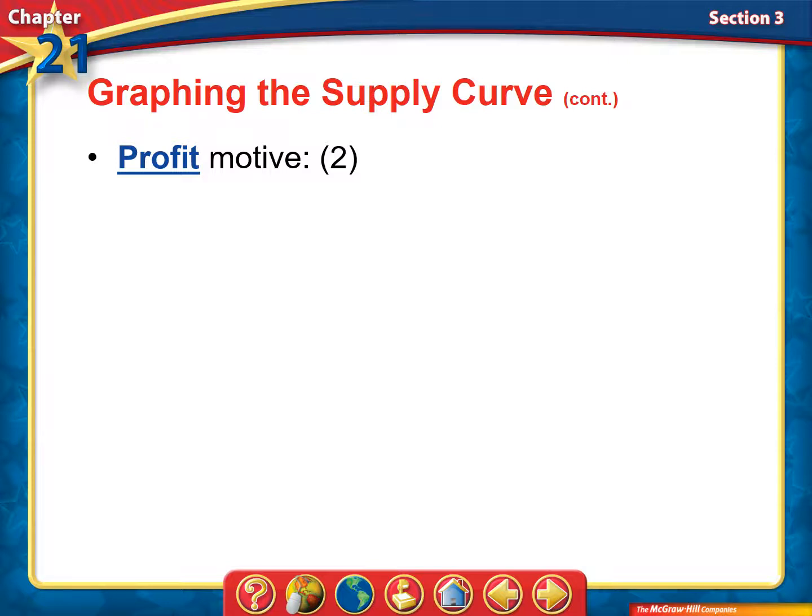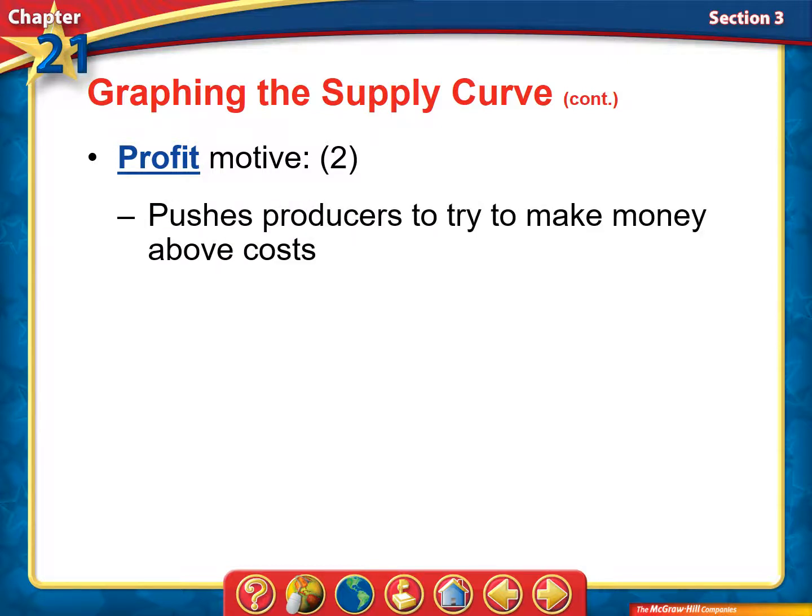Otherwise, she can't do it. And so the profit motive is going to push her to make money above cost. Because here's the thing.